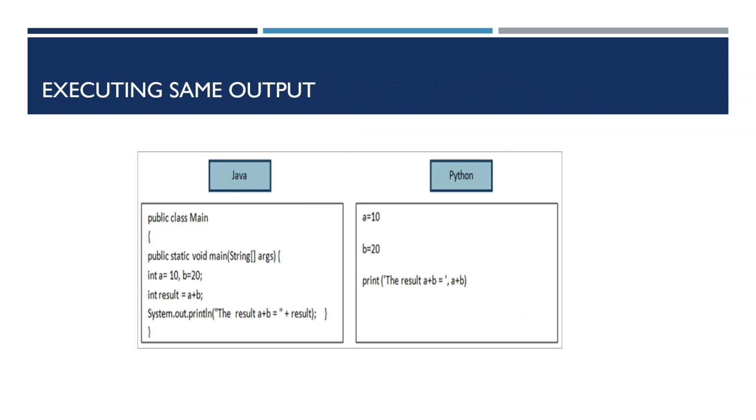Now I'm printing one output. The output is that we need to add both the elements. Like I'm giving a value 10 and 20, we need to add 10 plus 20, it's nothing but 30. So this is our output, and the same thing we can print in Java and Python. You can definitely see the code.